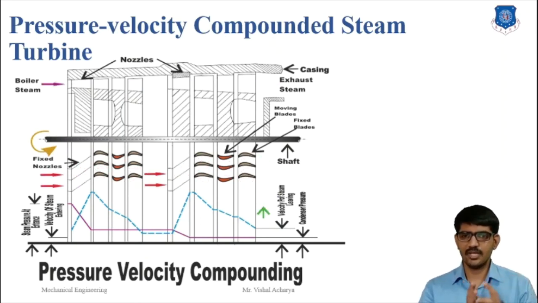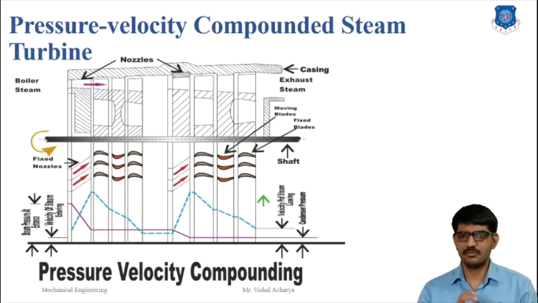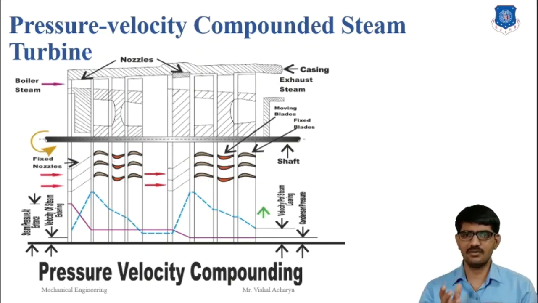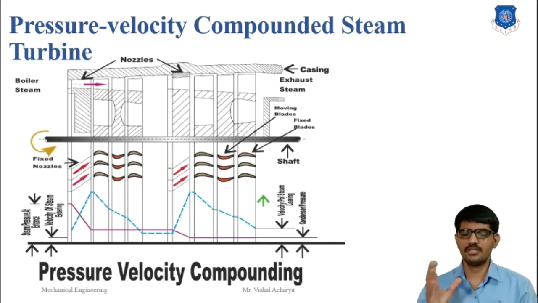There are two sets of nozzles in which the full pressure drop takes place. The full pressure drop is divided into small stages. This is called the pressure compound turbine. In the first set of nozzles, there is some decrease in pressure, which gives some kinetic energy to the steam, and there is no drop in pressure in the two rows of moving blades of the first wheel and the first row of fixed blades.